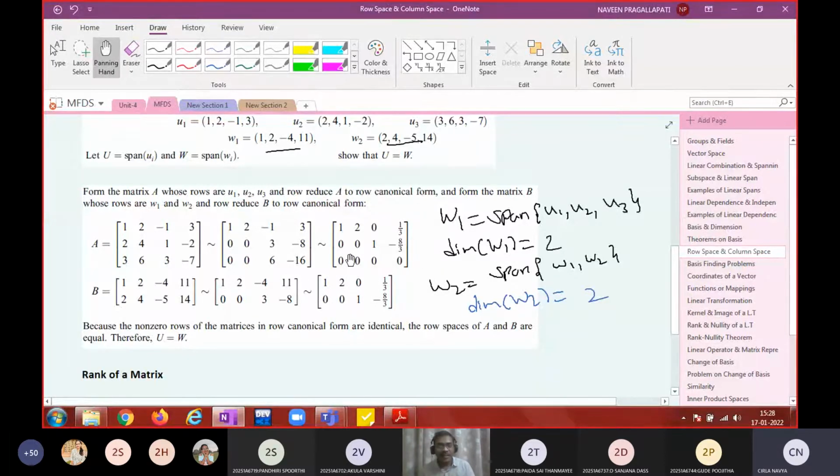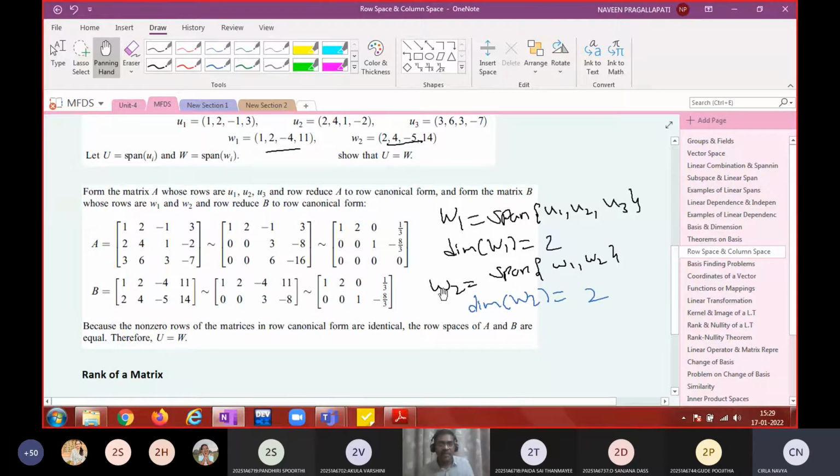Both will be equal spaces if the non-zero rows are the same. See, 1 2 0 1 by 3, 0 0 1 minus 8 by 3. Because the non-zero rows are the same, the space generated by these three vectors is the same as the space generated by these two vectors, because this is a null vector. A null vector doesn't contribute to generating the space, because any set containing the zero vector forms a linearly dependent set. So these two are generating the same space, though I'm writing two sets differently.